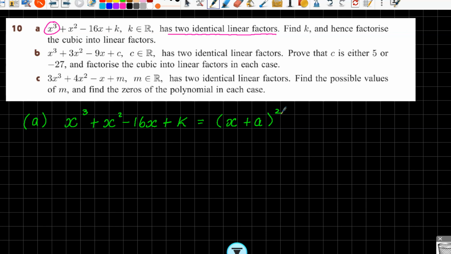Yes. Okay, so x plus a all squared. We happy? And then what has to go over here? Yes, and we know that it's a linear. So what I'm just going to do is this is now going to be x squared plus 2ax plus a squared. Now, we know that this linear has to be an x.